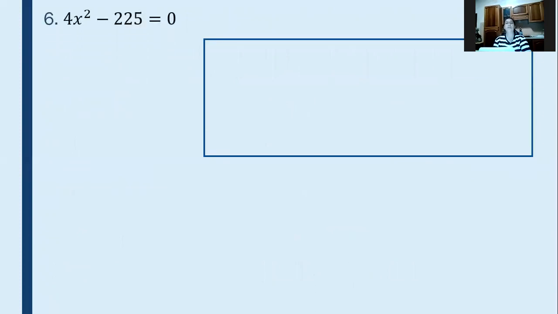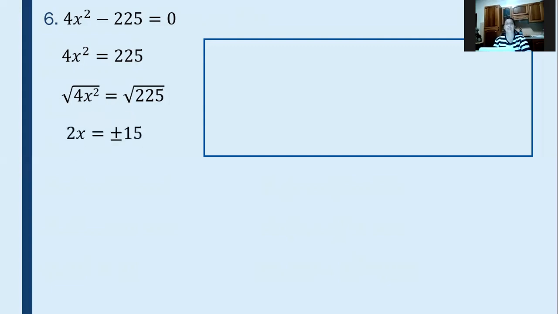Number 6, 4x squared minus 225 is equal to 0. Then 4x squared is equal to 225. Extracting the square root, we take the square root of both sides of the equation. Since 4 is a perfect square, x squared is also a perfect square, and 225 is also a perfect square, we can simplify. The square root of 4 is 2. The square root of x squared is x. And the square root of 225 is positive and negative 15.